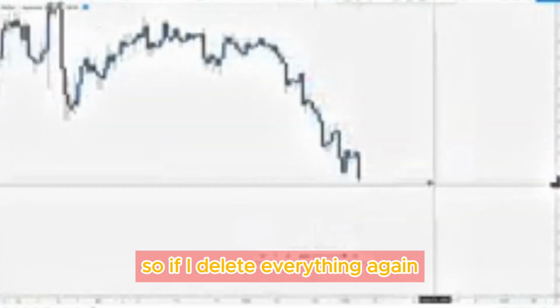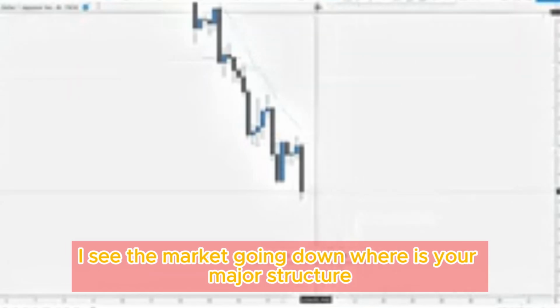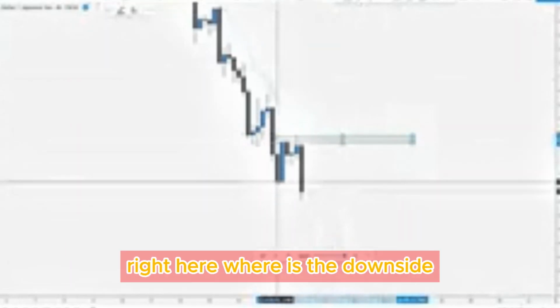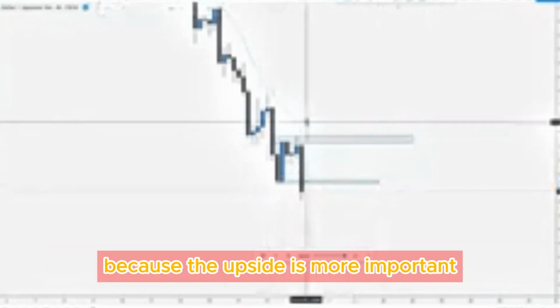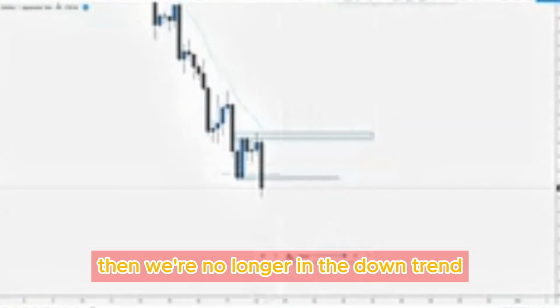So if I delete everything again, when you sit on your chart, what do you see? I see the market going down. Where is your major structure? Right here. Where is the downside? Right here, potentially. We don't care much about the downside because the upside is more important, because if the market breaks above the upside, then we're no longer in a downtrend.